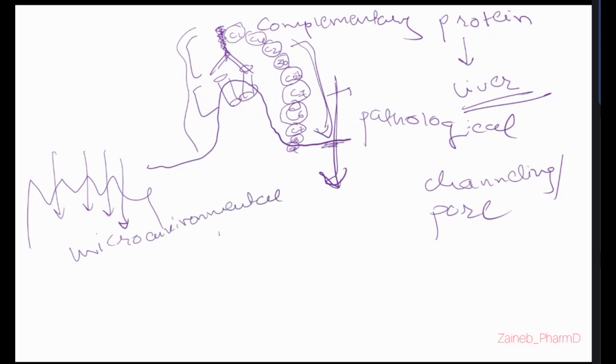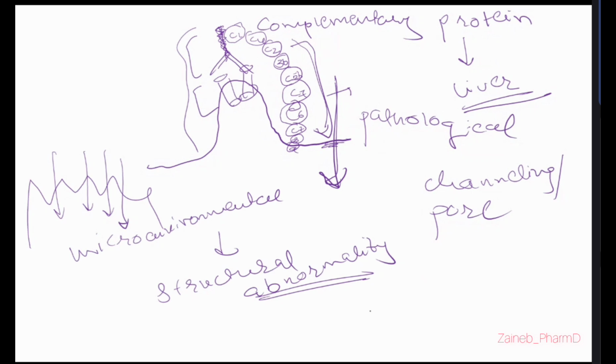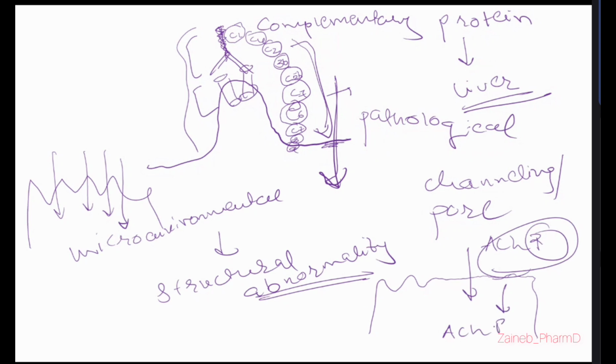So, as a result of this, what will happen? It will undergo structural abnormality and morphological changes. As a result, the membrane or the sarcolemma becomes simplified. There will be no crest. And when there is no crest, the acetylcholine receptor will not have a place to sit on the membrane. So ultimately, these acetylcholine receptors will be reduced in number.